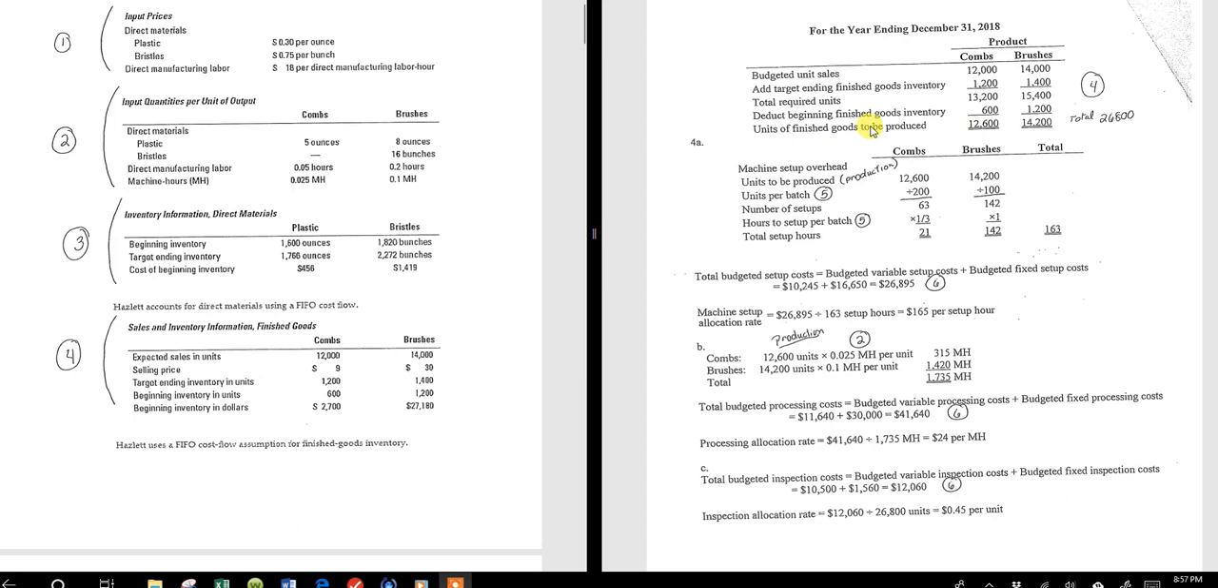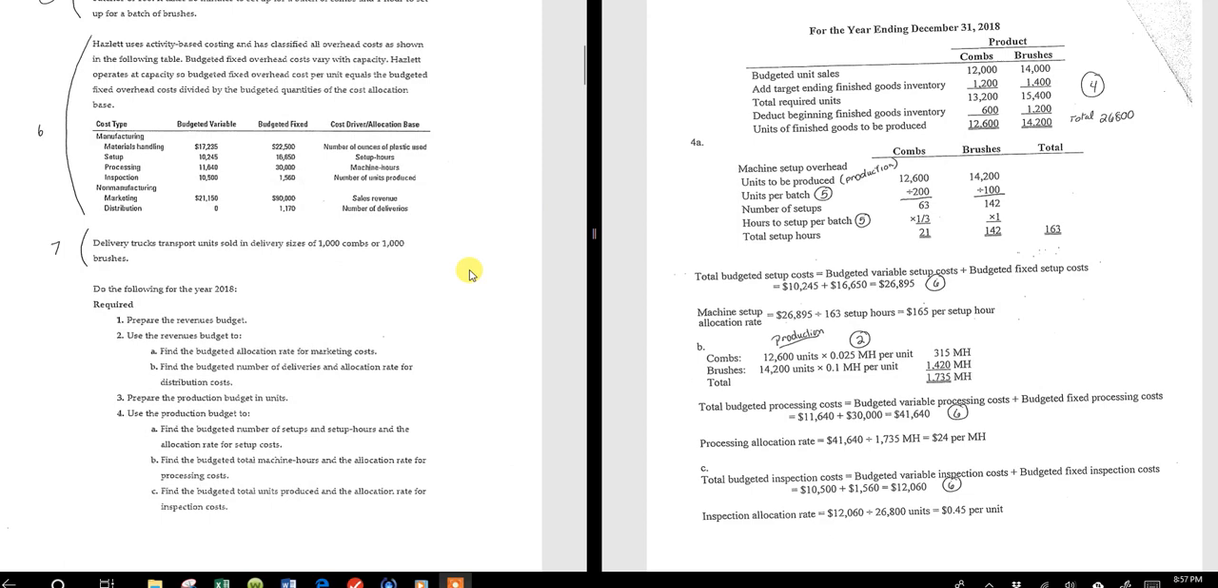Because later on I'm going to be using raw materials. But right now it's finished goods, so I have a total of 26,800 units, which are 12,600 combs and 14,200 brushes. So this is really one of the very few budgets that doesn't end up in dollars.